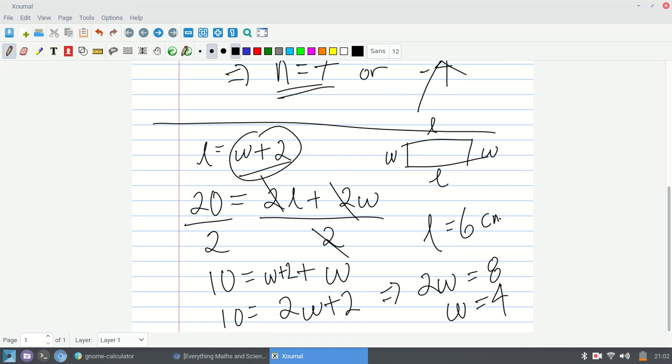So this is in centimeters, and this is in centimeters. Sounds good?